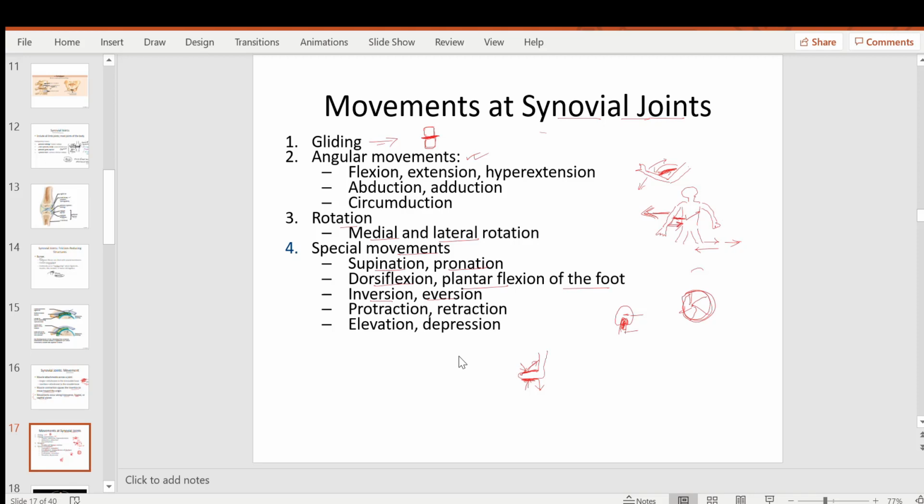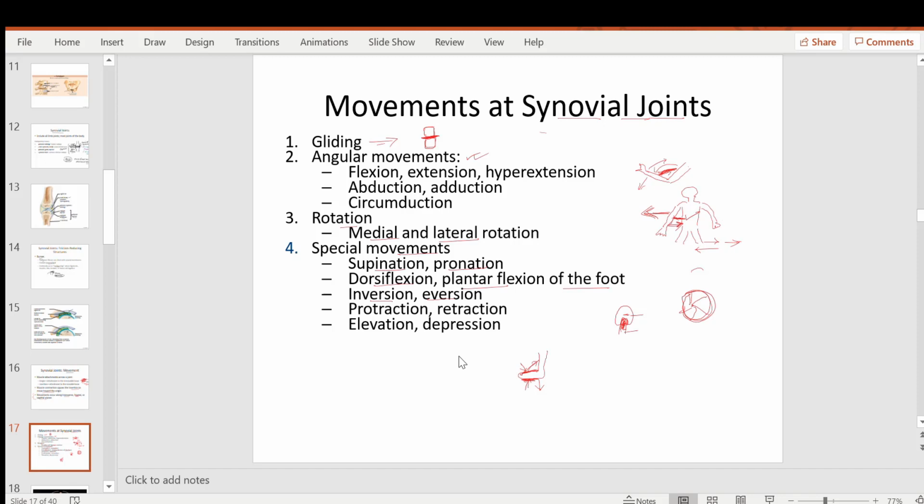Protraction, retraction. Protraction is pushing outwards, forwards, and retraction is pulling backwards. If I ask you to move your mandible, lower jaw, forward, that is protraction. Then if I ask you to move it backwards, that is retraction.